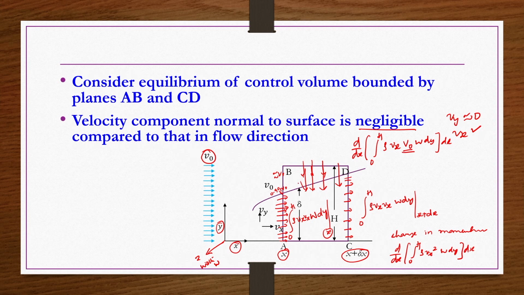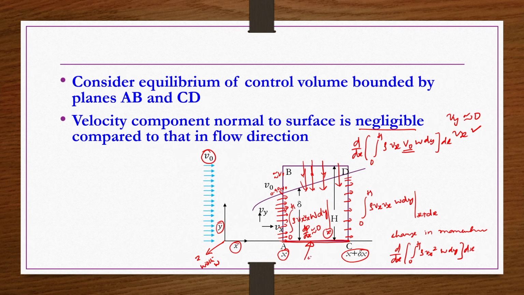Why V naught? Because this BD surface is outside of the boundary layer, and outside of the boundary layer Vx is approximately equal to V naught. Now, at the solid surface AC, in this case we have seen that dP by dx is 0. Within the boundary layer dP by dx is approximately 0, there is no pressure gradient.